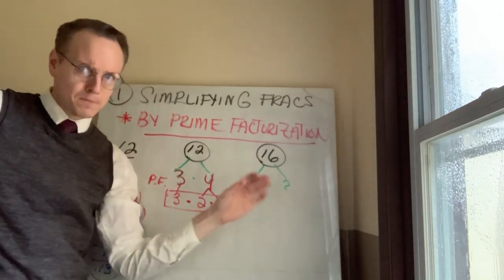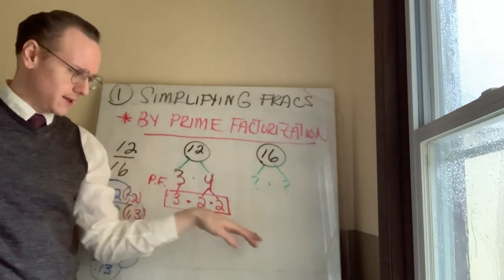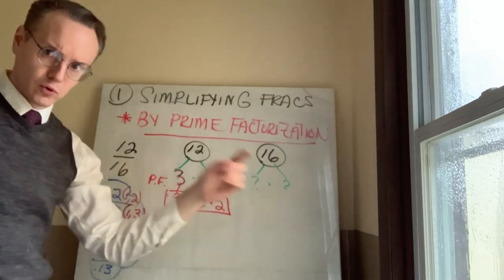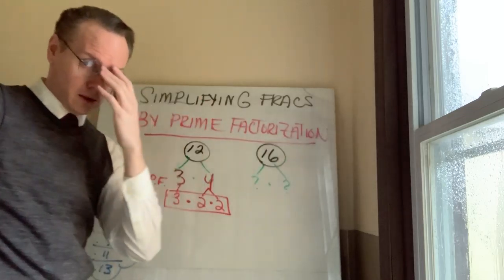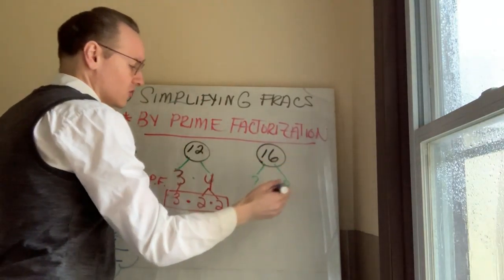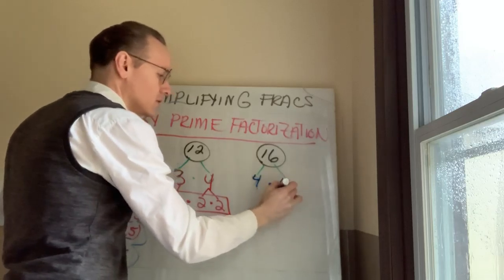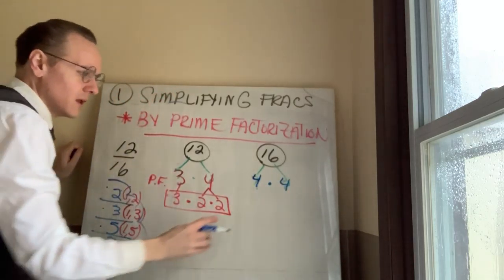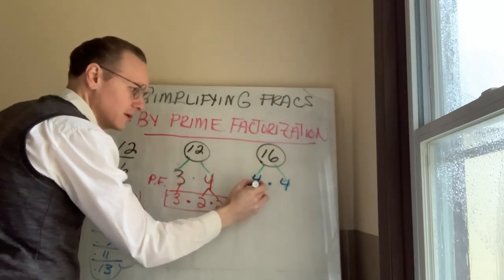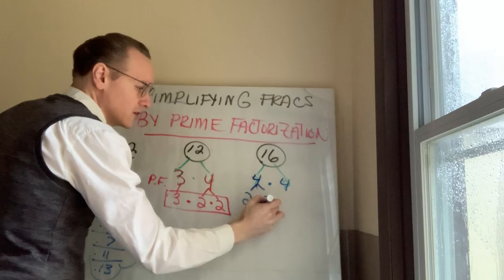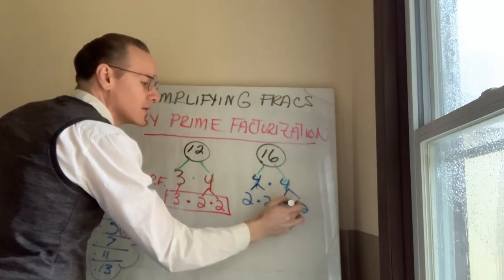Factor 16. It's not wrong if you use 4 by 4, and it's not wrong if you use 2 times 8. The end results will be the same, as long as you strategically look for prime numbers at the end. Let's go with 4 times 4, just for the sake of space. Neither of these factors is prime, they're composite, but I know that I can factor them further, specifically into 2 times 2. And now you have this.